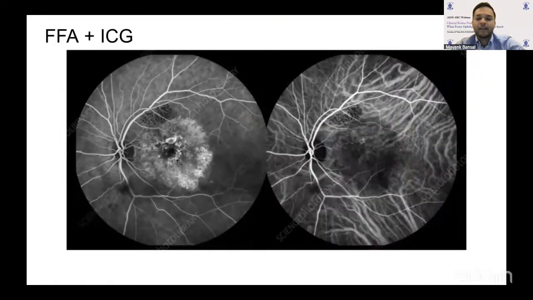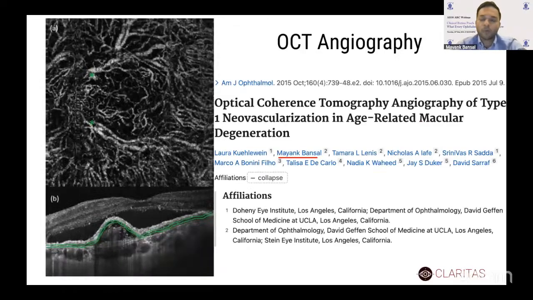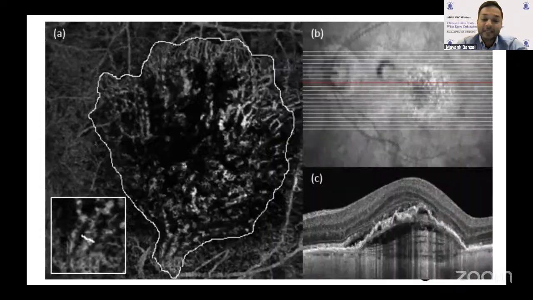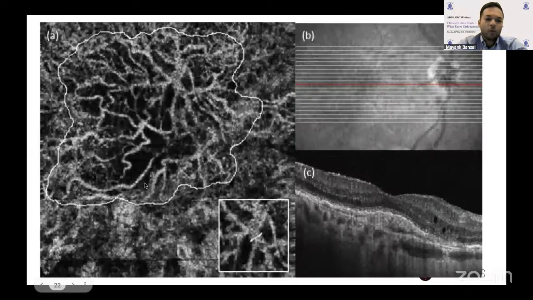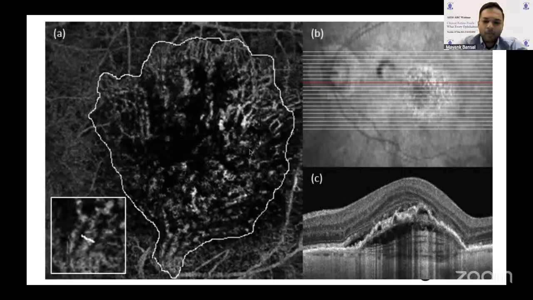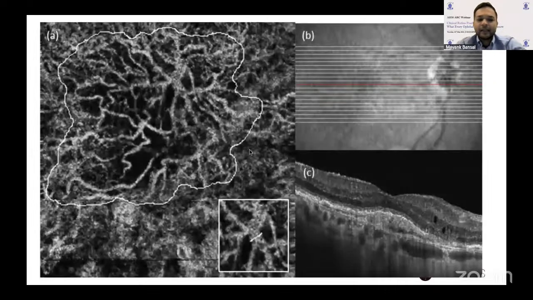FA and ICG definitely have a role, but there is a more and more growing role of OCT angiography when it comes to documenting or diagnosing patients with choroidal neovascularization. When OCTA was initially launched, we saw two important patterns of choroidal neovascularization. One was a fan pattern, with a very prominent feeder vessel and a choroidal neovascular complex with a fan-like appearance. The other was a Medusa head pattern, in which there's a central prominent feeder vessel and, in all directions, the choroidal neovascular membrane.